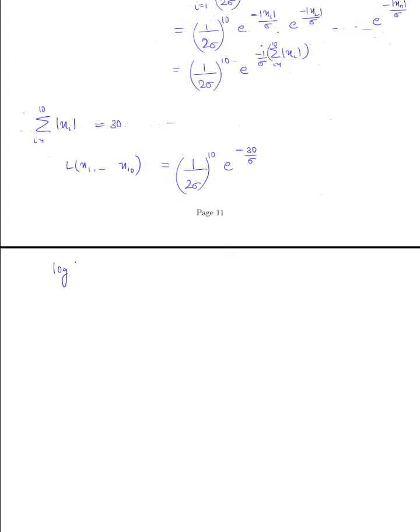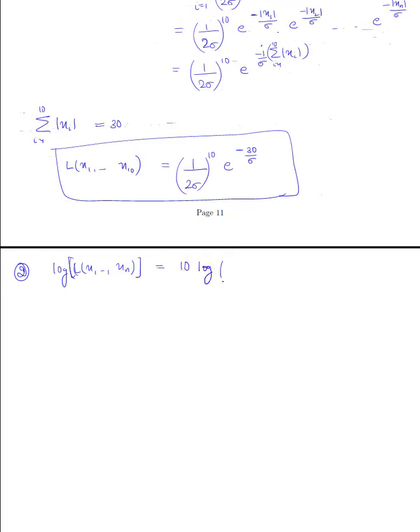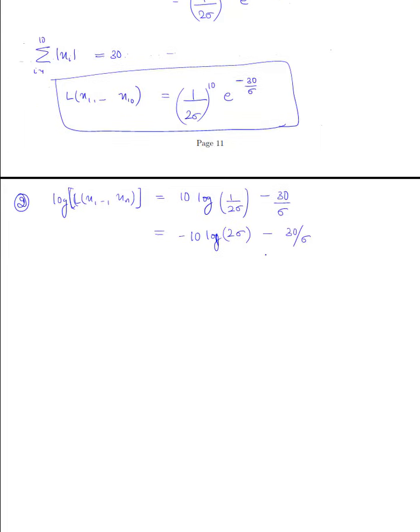So let's find the log likelihood. Log likelihood function of x1 up to xn equals 10 times log 1 upon 2 sigma minus 30 by sigma, right? And this can be written as minus 10 log 2 sigma minus 30 by sigma. Once we found the log likelihood function, we will differentiate it with respect to the parameter sigma.